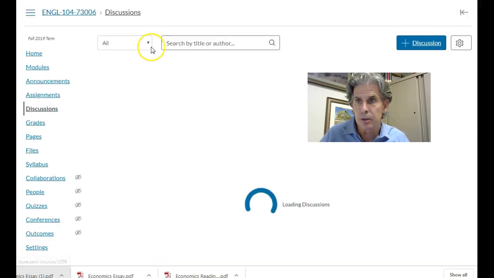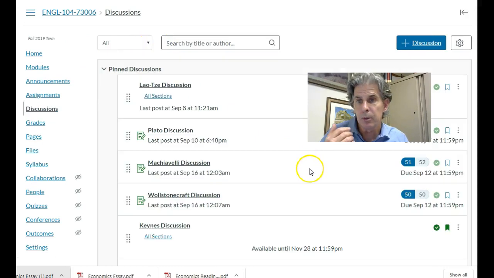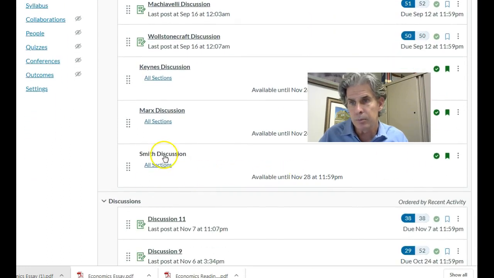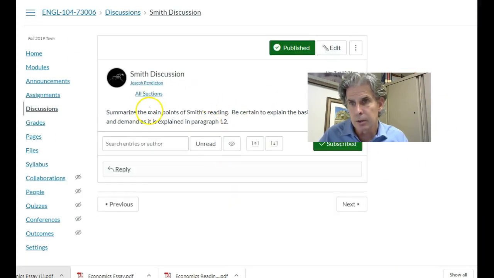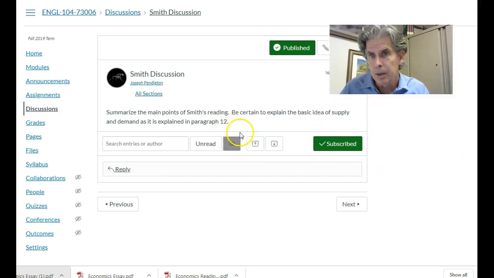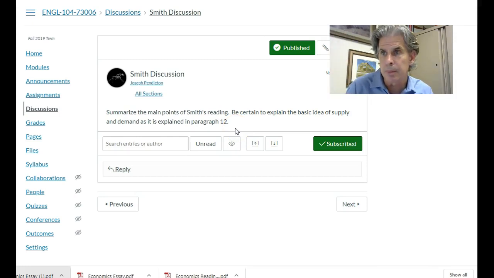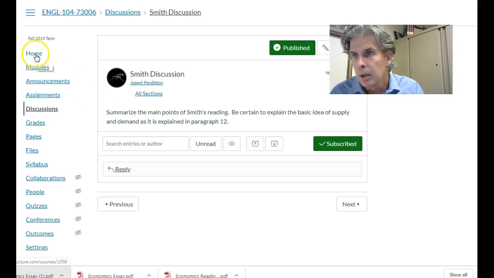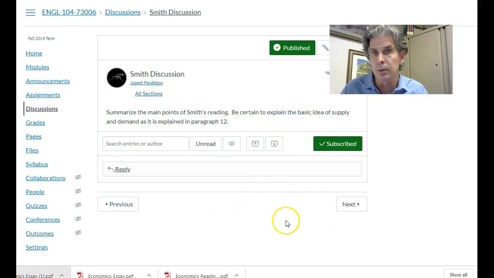It's summarizing the main points of Smith and explaining what he says on supply and demand. He's got a very interesting idea of what it is. Here it is. You're going to get the main points of the Smith reading and explain really what he's talking about, with a basic idea of supply and demand, as explained in paragraph 12, that rocked the whole economics world, which didn't really exist until then. So you're going to write a good, thorough summary of Smith's ideas, okay? Really give it some effort.